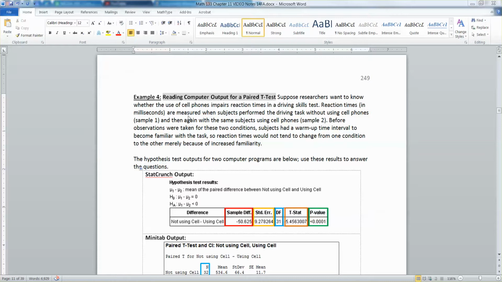4 observations were taken from these two conditions. Subjects had a warm-up time interval to become familiar with the task, so reaction times would not tend to change from one condition to the other merely because of increased familiarity. Okay, so they have you driving and you're performing a skill, and they want to know if using the cell phone impairs your reaction time.